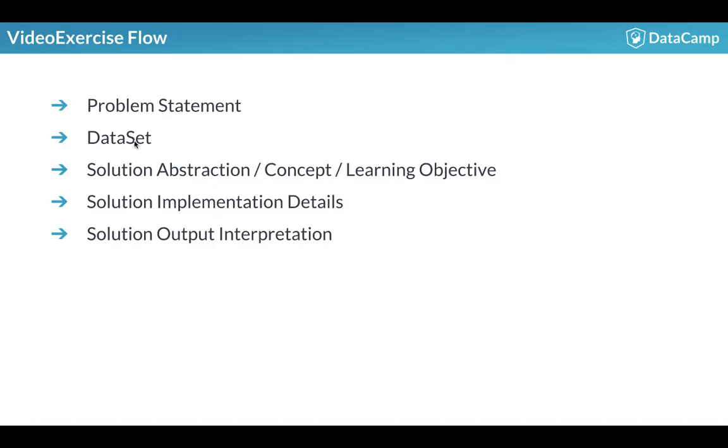What data are we going to use to solve that problem? And then what is the solution that we're going to use that data set with to then solve that problem? That is the concept or learning objective. Then how do we actually implement that solution? In this example, we can think of the solution implementation as how do we write the code to then take that data, do whatever transformations and modeling, and then solve that problem. And then the last piece is how do we interpret the output of our solution.